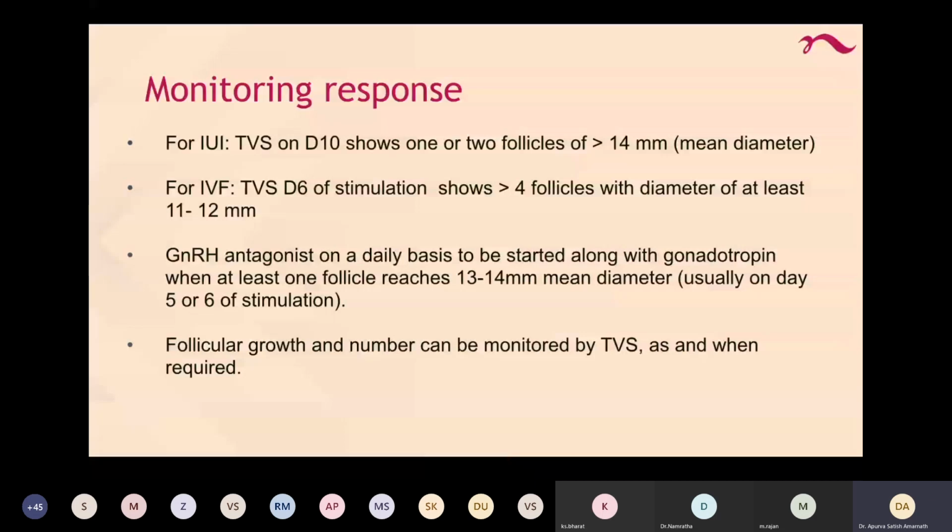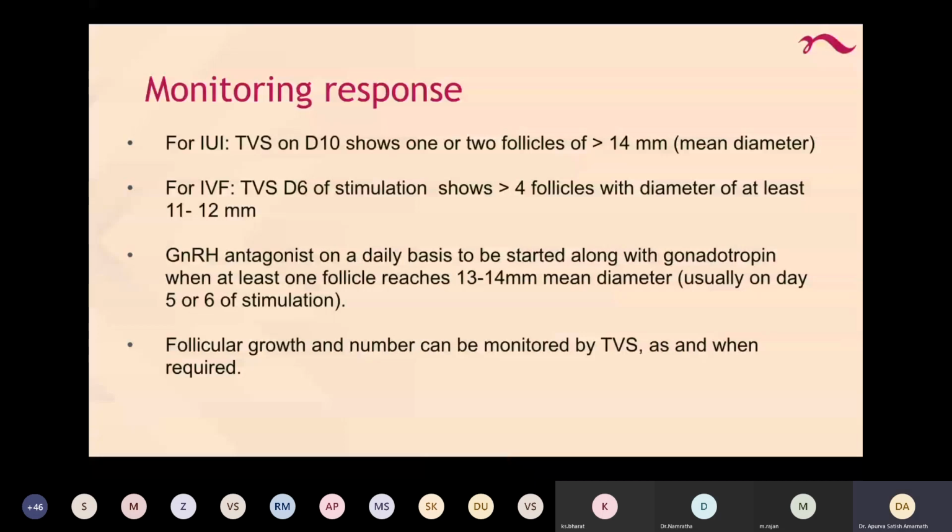For an IVF, a basic stimulation should show more than 4 follicles with a diameter of at least 11 to 12 millimeters. Now, bear in mind, this would be for a normal responder or a hyper responder. People with low response who have less than 4 follicles to begin with would not be really fulfilling this criteria. Then for monitoring response, a GnRH antagonist on a daily basis is to be started with gonadotropin when at least 1 follicle reaches around 13 to 14 millimeters in diameter. The follicular growth and number can be monitored by TVS as and when required.